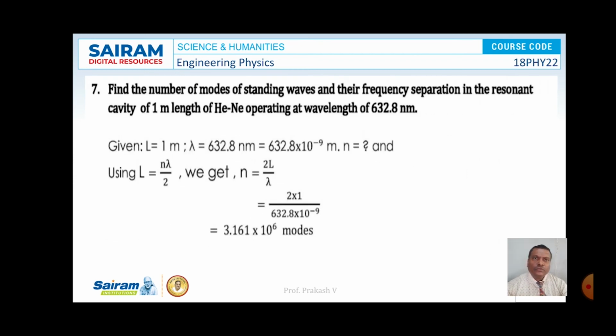And here is one more problem, that is find the number of modes of standing waves and their frequency separation in the resonance cavity of 1 meter length of helium neon operating at wavelength 632.8 nanometer. So here L is 1 meter and lambda is 632.8 nanometer, and the value of L is written as n lambda by 2, so n is equal to 2L by lambda. So substitute the value of L and lambda here, and on simplification the value of n is 3.161 into 10 to the power of 6 modes. This is the solution for this problem.